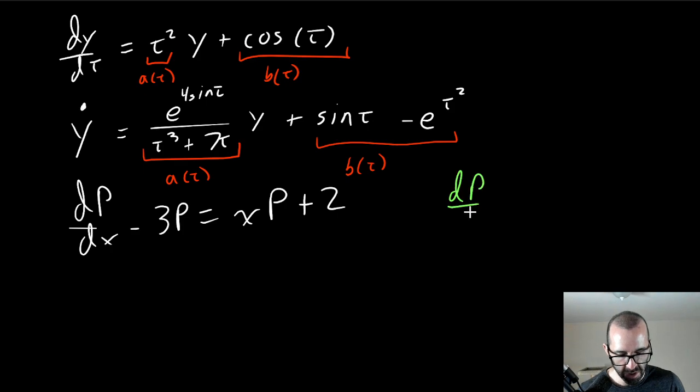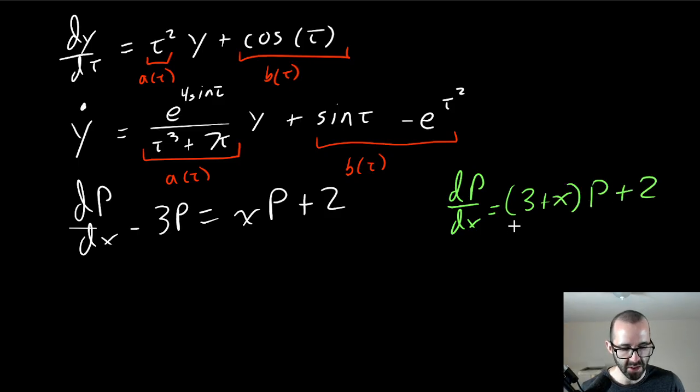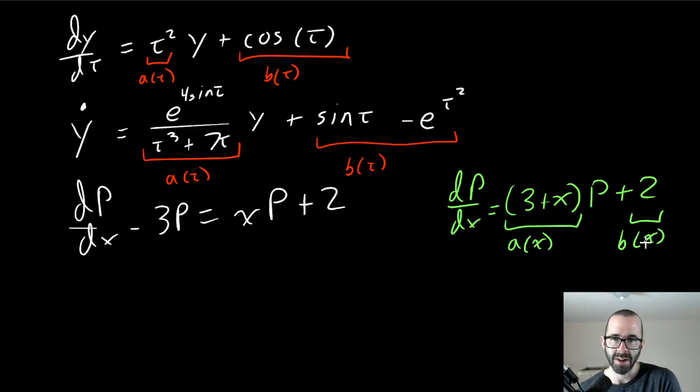If you add the p over to both sides, what do you get? You get 3p plus xp. That's 3 plus x of those p's plus 2, and it's still some function. Again, it doesn't have to be time. A lot of times our independent variable is time, right? But it's still some function of our independent variable times p, our dependent variable, plus some other function of our independent variable. And the second one is a constant coefficient, or a constant function.